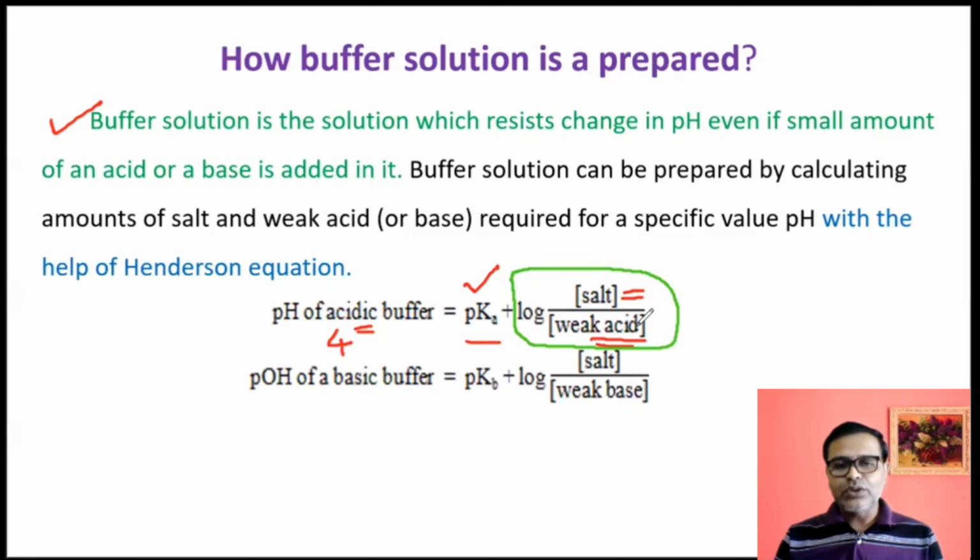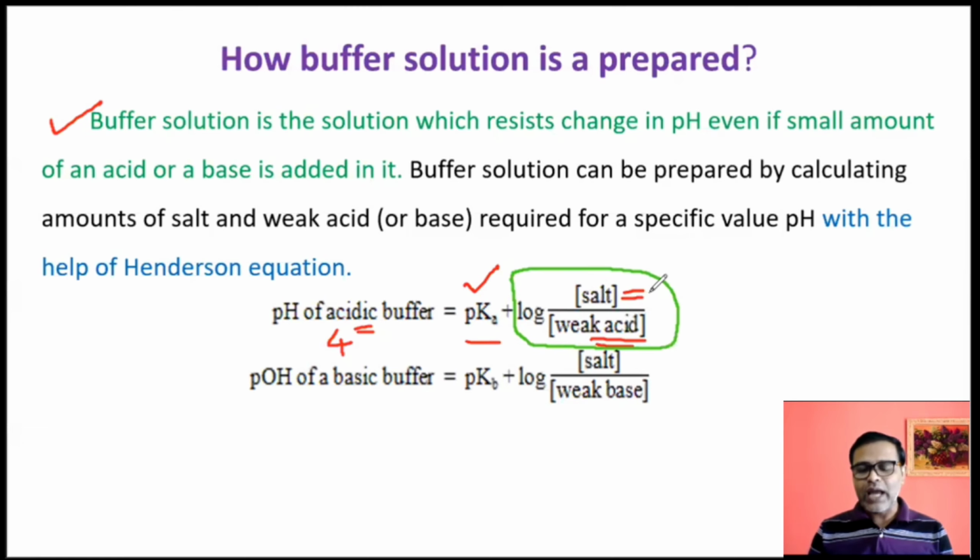That is log of salt concentration upon weak acid concentration. Then by taking the antilog of that term, we get the ratio of salt concentration upon weak acid concentration. Accordingly, we take that much proportion, and we can prepare the buffer solution of the required pH.